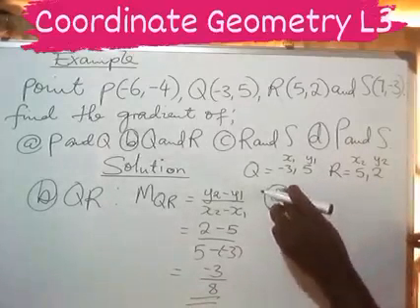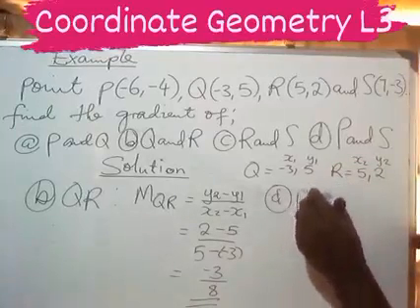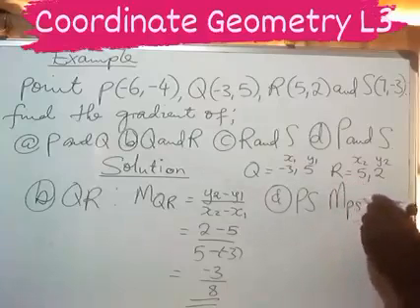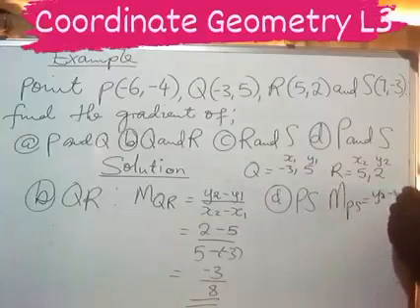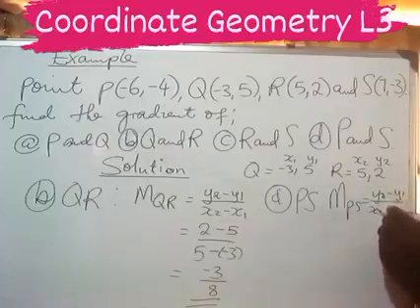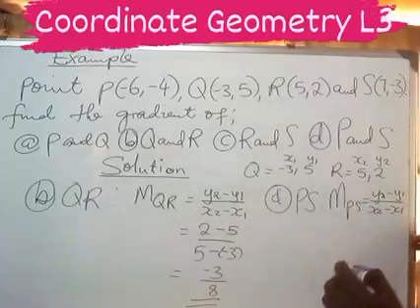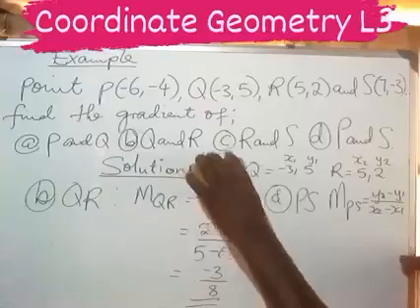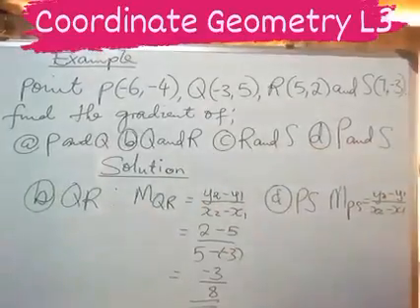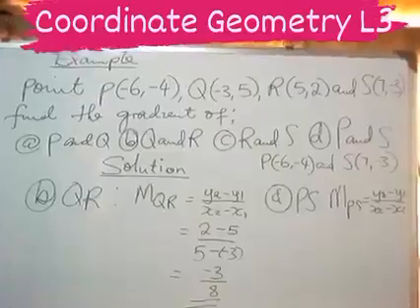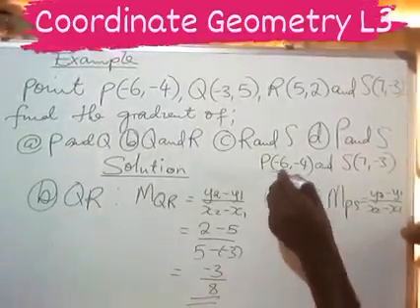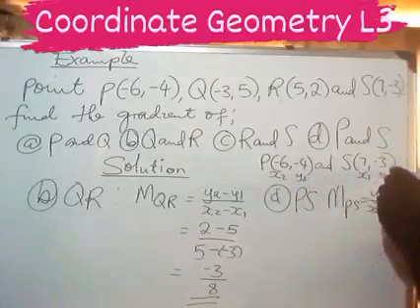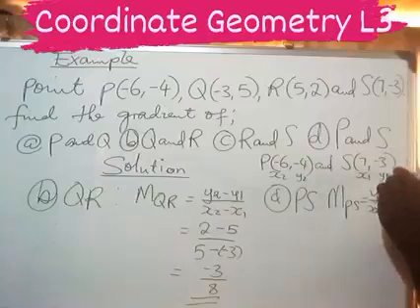So let's try D. D is PS. The gradient of PS is equal to y2 minus y1 over x2 minus x1. It's up to us to choose which one will be our point 2 and our point 1. In this case, I'll change now. I'll say this one is my x2 and this one is my y2. This is my x1 and that is my y1.